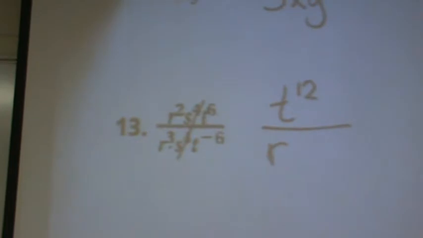Number 13, the r's. You've got 2 r's here and 3 here. In the denominator, there is 1 remaining. The s's, we have 4 s's on top and 4 on the bottom. They all cancel. And the t's, you have 6 t's on top and 6 on the bottom. These 6 t's on the bottom become 6 t's on top, so you have 12 t's on top.